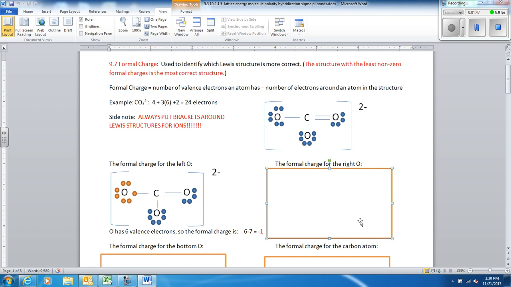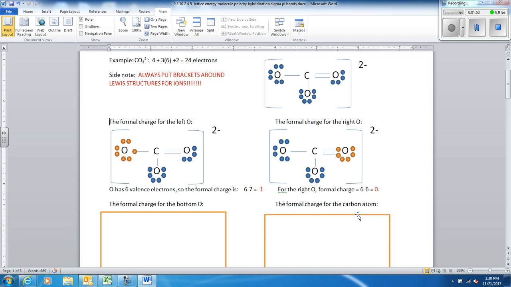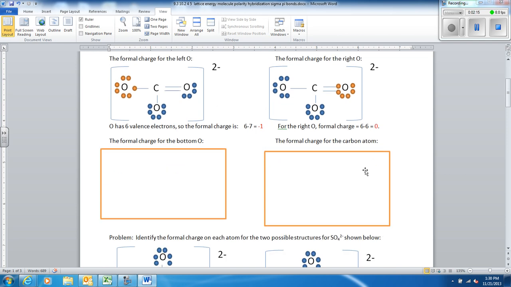You can pause and do this yourself for the charge for the right O, or you can just copy this down. On the right O, we had 4 electrons that belong only to oxygen, and then we have 2 bonds, so 1 electron belongs to oxygen for this formal charge analysis. And another electron belongs to oxygen, so oxygen has 6 electrons around it. 6 minus 6 is 0. This oxygen would have a formal charge of 0.